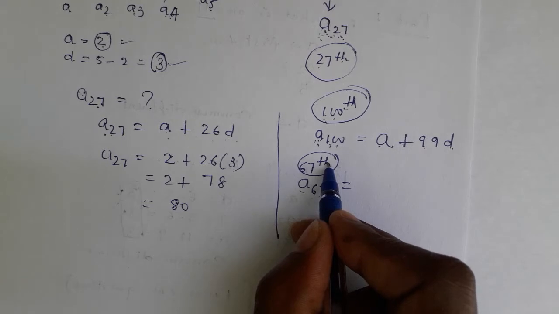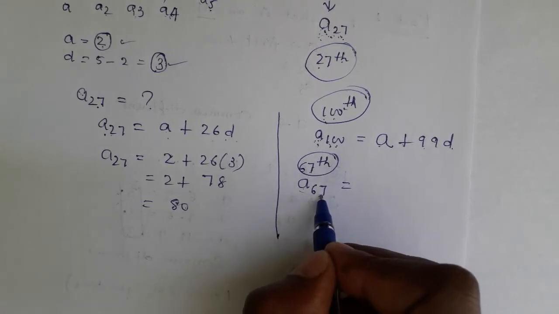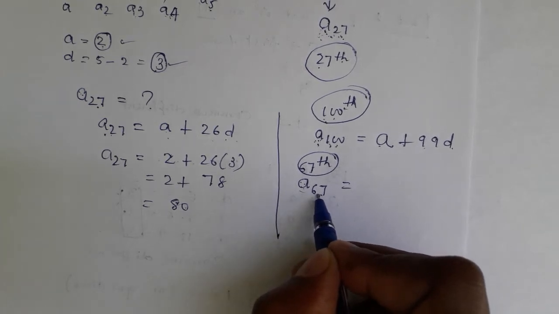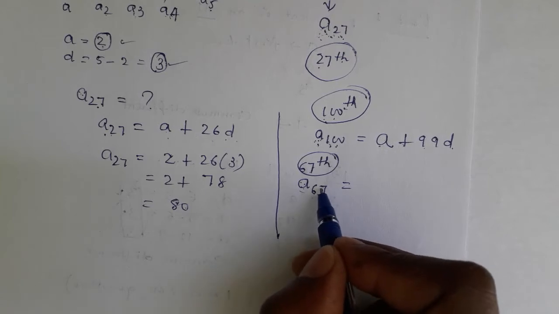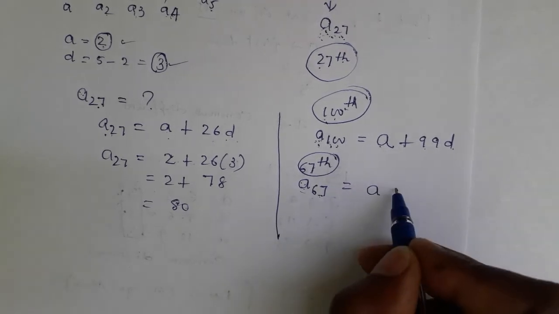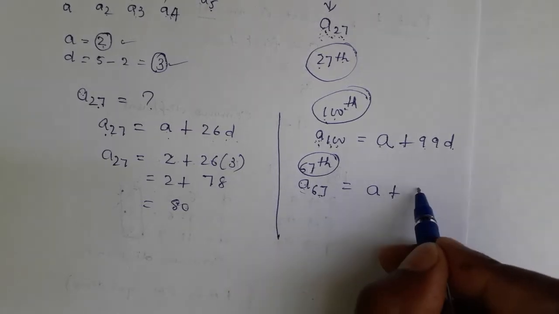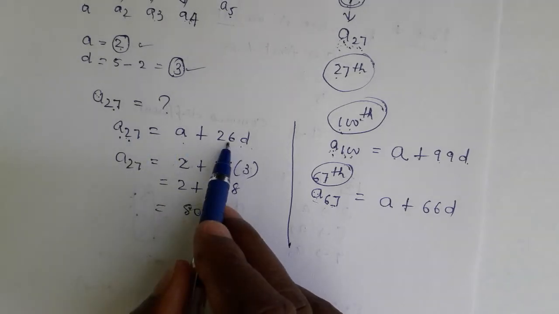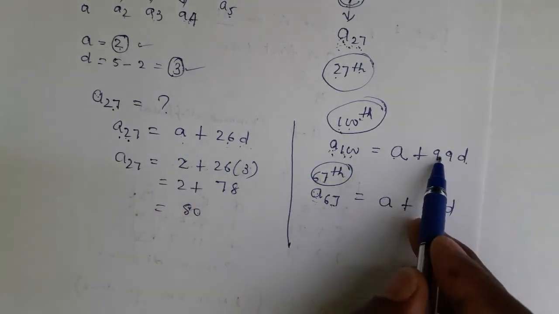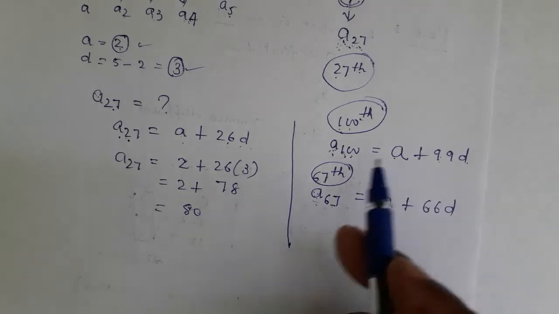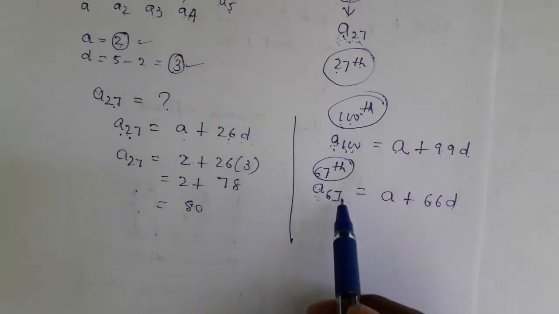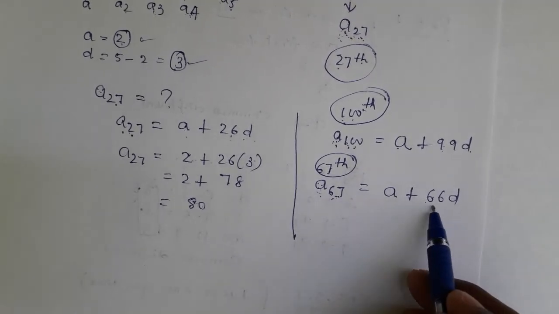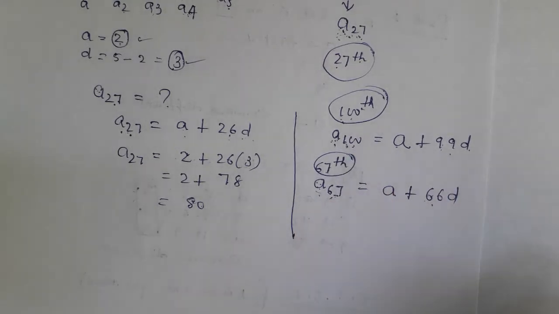67th number is unknown. It is called by A67. A67 means 67th term. So the 67th term is unknown. What does this A67 do? A67 goes to the first number A by taking how many jumps? If it is 67, it takes 66 jumps. So it is very simple. The 27th term takes 26 D, one less. 100 takes 99, one less. 67 takes 66. Every position term takes one less jump. I mean, it is 67th, it takes 66. It is 100, it is 99, like it goes on.